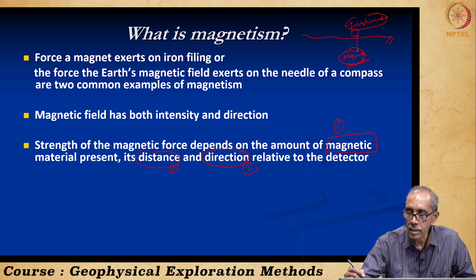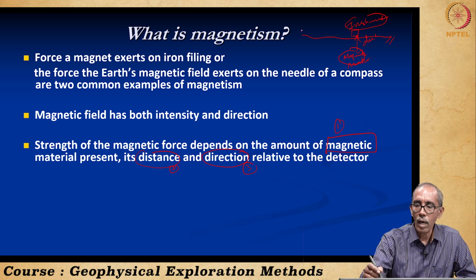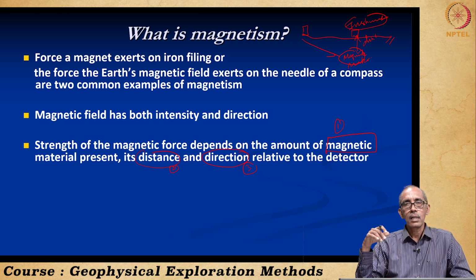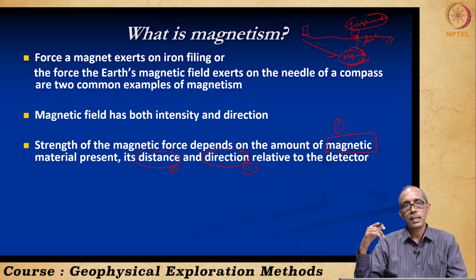What is the distance from your sensor? What is the direction? Are you just above it, or is your instrument somewhere off to the side? In which direction is it? Is it towards north, south, east or west? These things control the strength of the magnetic force which we measure at the surface.